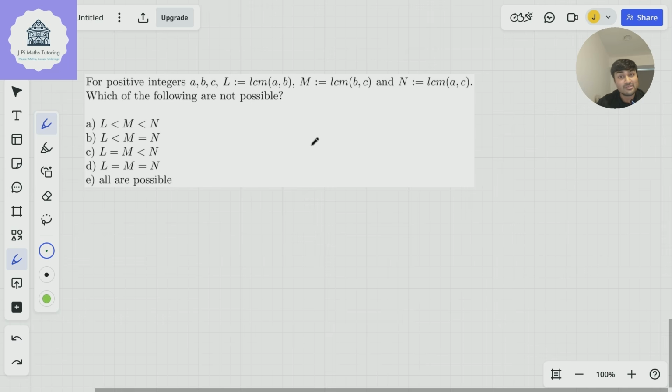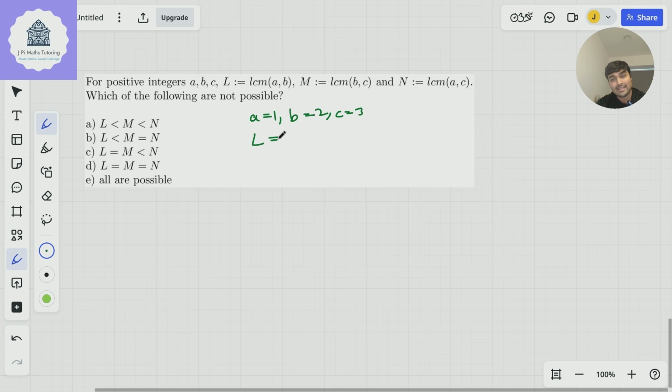Looks like a weird problem, feels like a weird problem. What should we be thinking about? It's just play around with it. There's so much going on here. Let's just choose some random positive integers a, b, and c and see what happens. Let's just go a is 1, b is 2, c is 3.